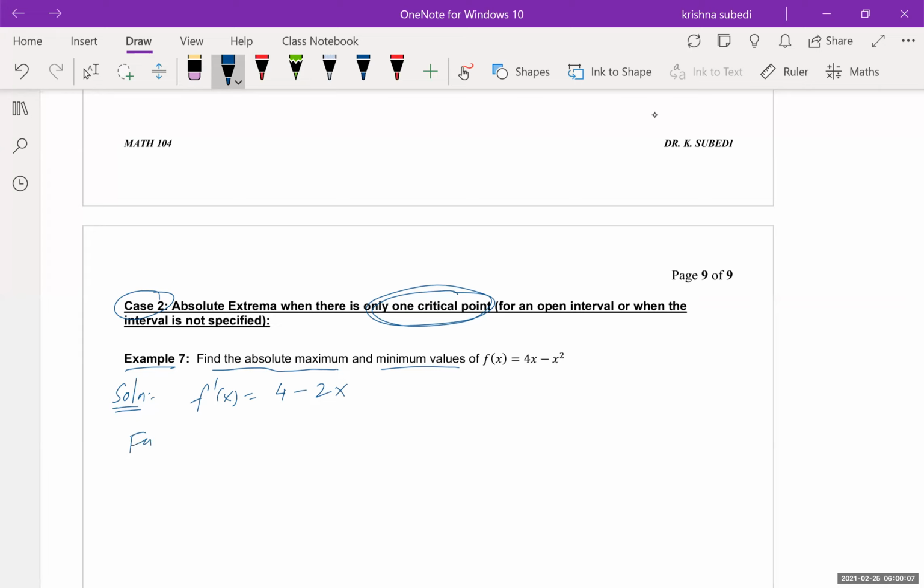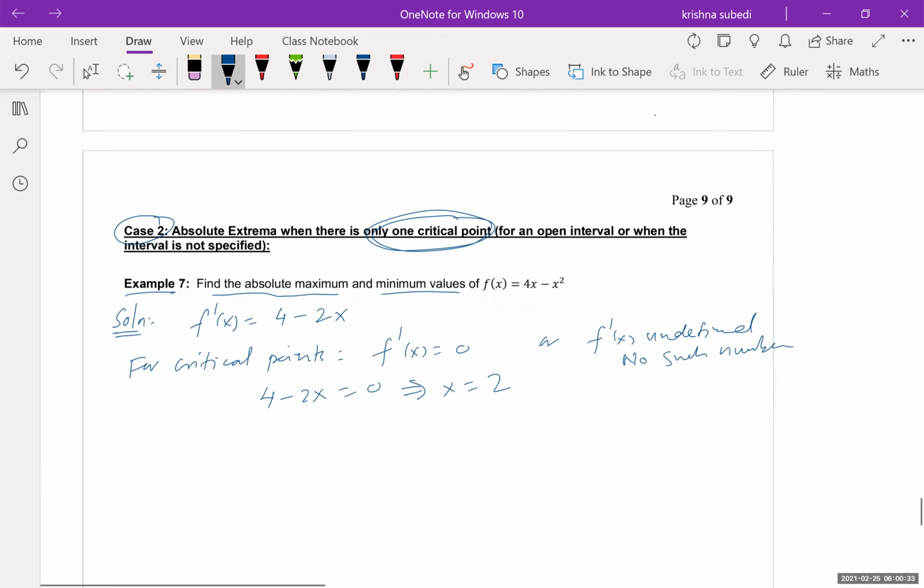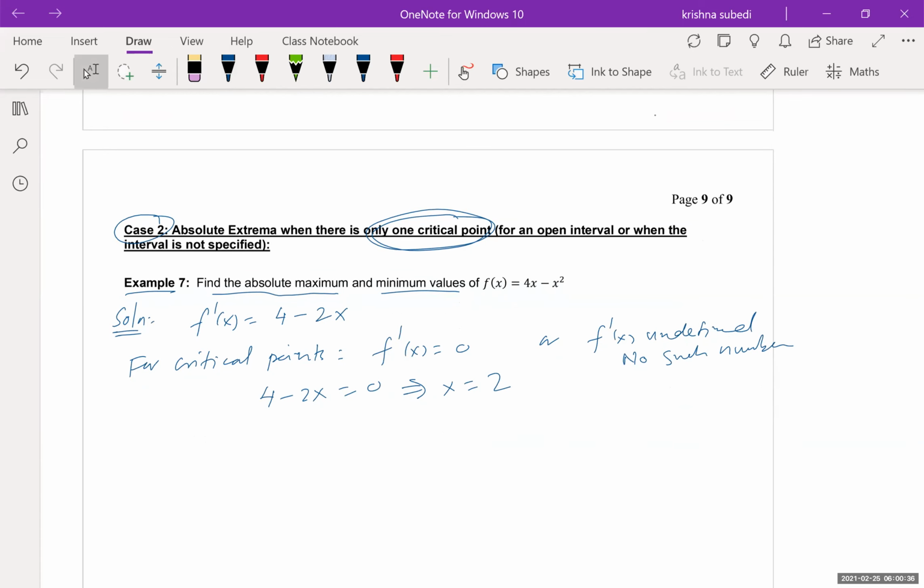And for critical points, f prime of x equals 0, or f prime of x is undefined. No such number. So the derivative 4 minus 2x equals 0, and this gives me x equals 2. If you have only one critical number, we know that this is either a minimum or maximum, but we don't know for sure which. So we need to test.